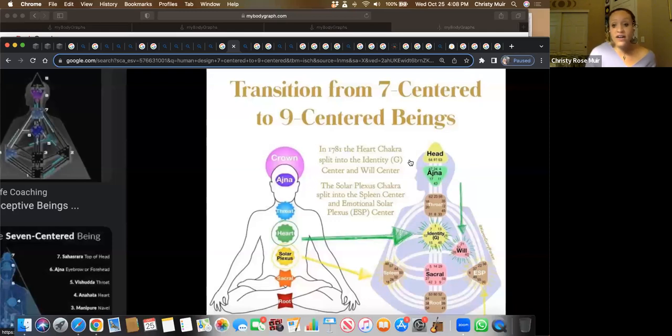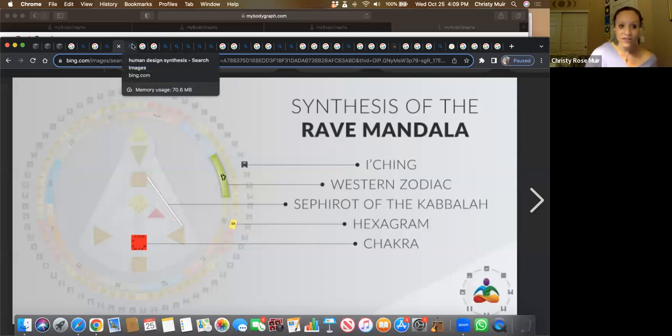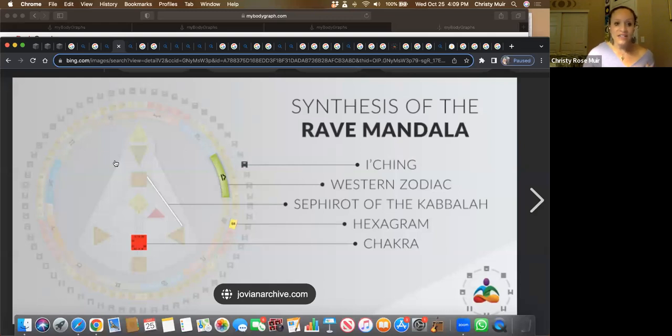That means that the heart chakra is split. It's no longer just this heart chakra. It's now an identity center and a will center. And the solar plexus center, which used to be the third chakra right here, Manipura, is apparently, allegedly, split into the spleen and the emotional solar plexus over here. So the bottom line is that that is what we're looking at when we look at the synthesis represented by this human design body graph. All of the information that is packed into what we're looking at when we see the rave mandala and then the 9 centers with all of the channels and all of the gates of the body graph.